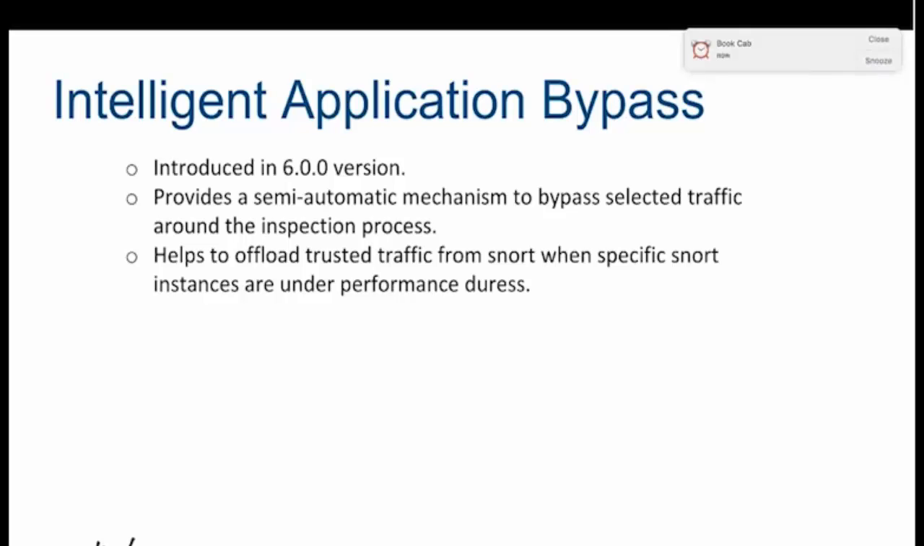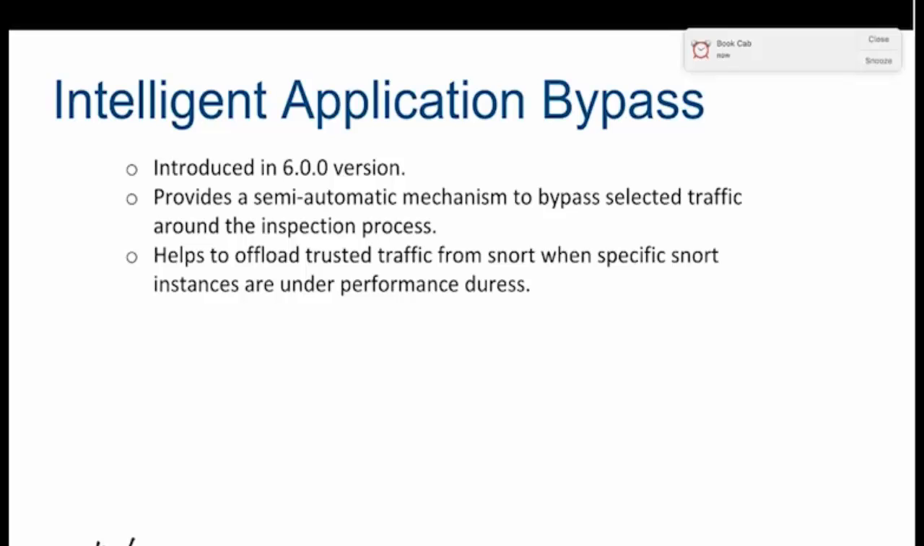One way is that we enable certain configuration and certain debugs, and by that way we can figure out which flow can be trusted or bypassed, and which flow is creating the problem in the detection engine. The other way is the intelligent application bypass. This feature, introduced in 6.0, takes the performance data at a regular interval and matches it as per our configuration.